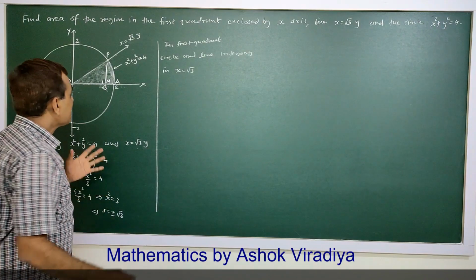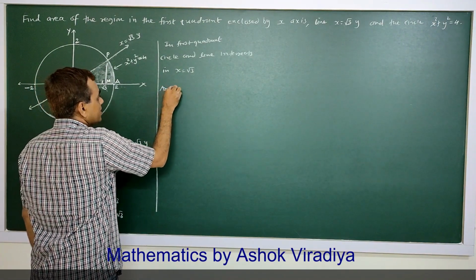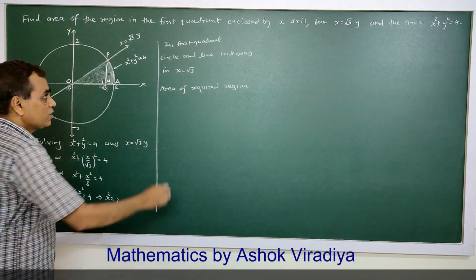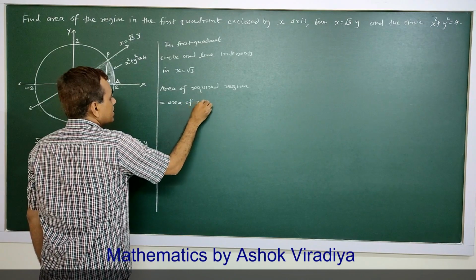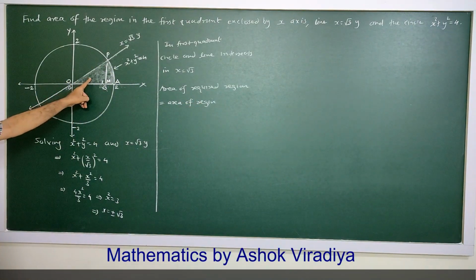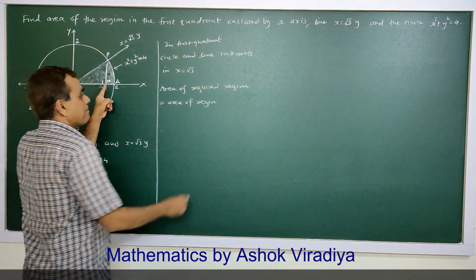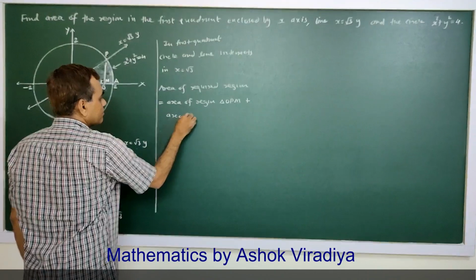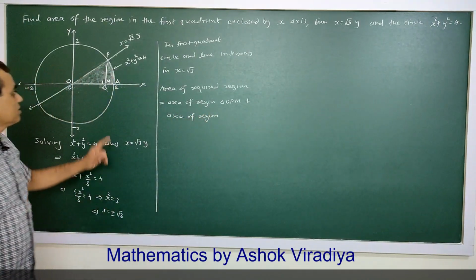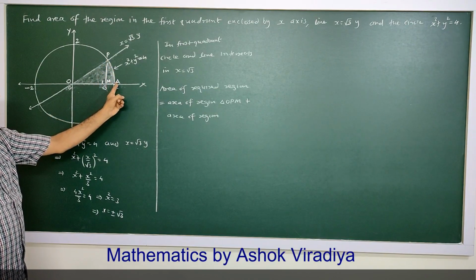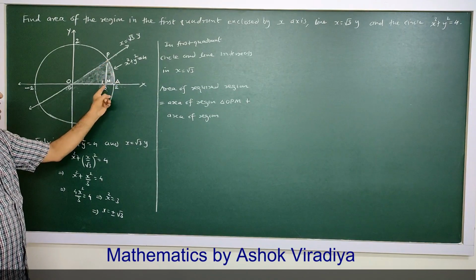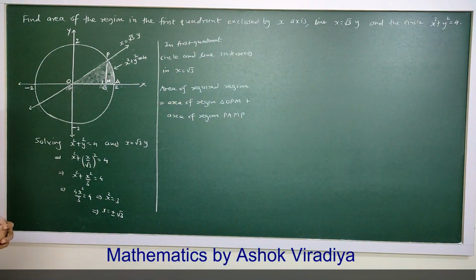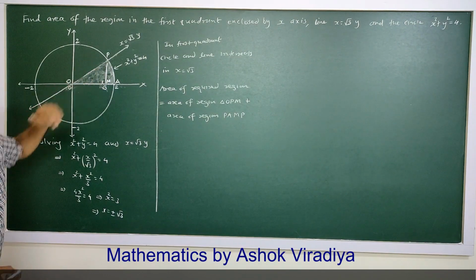So now the area of the required region is equal to the area of this triangular region OPM, triangle OPM, plus the area of region PAMP. So the sum of these two regions will be the required region.